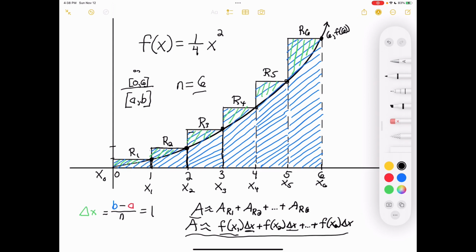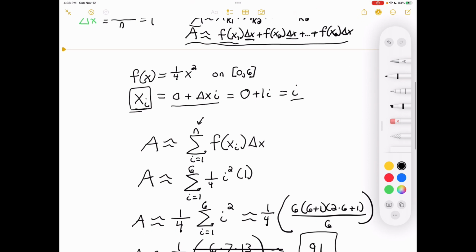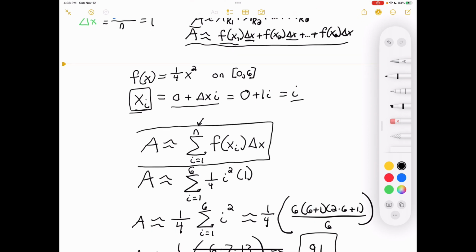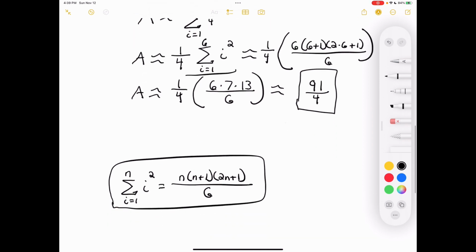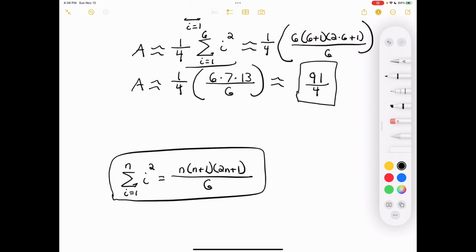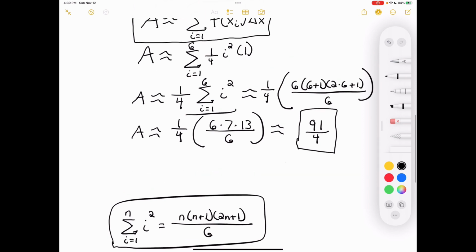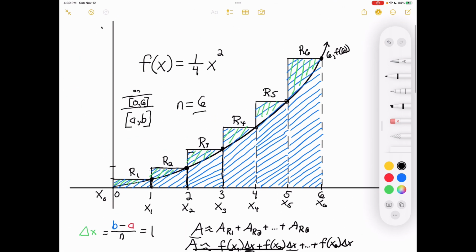And just as a recap, we couldn't find the actual area exactly, so we decided to estimate by partitioning the interval from 0 to 6 into 6 equal subintervals with delta x, in this case 1, and we used right-hand endpoints, which means that when we use this formula, the summation from i equals 1 to n of f of x sub i delta x, our x sub i is a plus delta x times i, which in this case, because delta x is 1 and a is 0, just works out to be i. You plug i into the function f of x, you get this. You simplify down until you get here, and you use this summation formula for i equals 1 to n of i squared. So we know that 91 over 4 is an overestimate, but it's our first estimate.